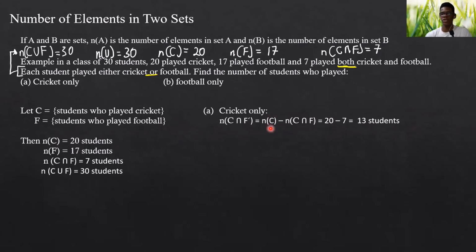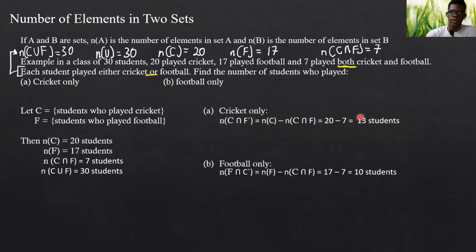And think about it logically. When we look at the Venn diagram, you see why that makes sense, right? So the number of elements of cricket, or number of elements in set C, minus the number of elements in C intersect F, that's 20 minus 7 gives us 13. And this is how many students are playing only cricket, right?